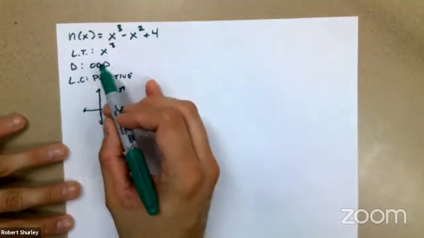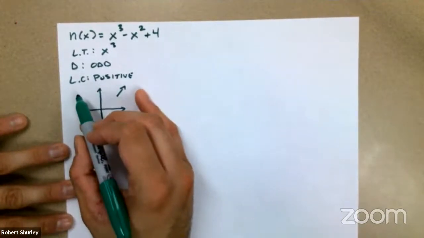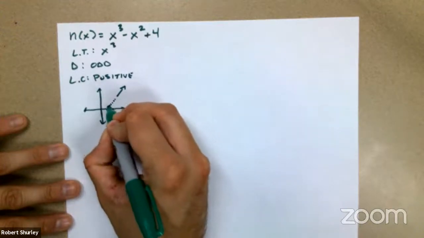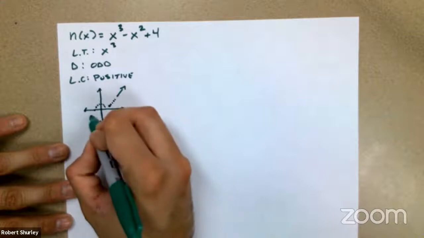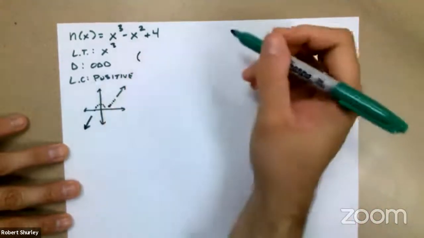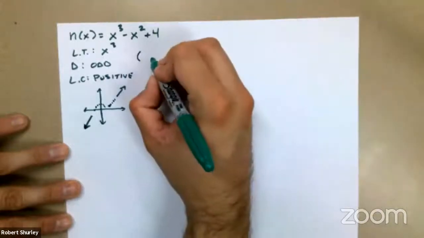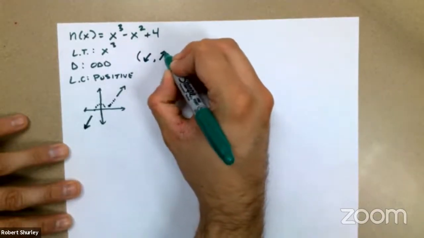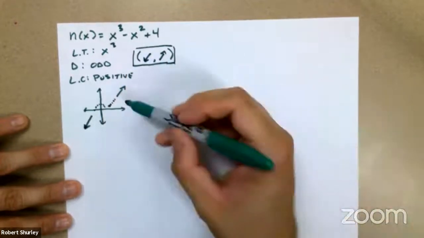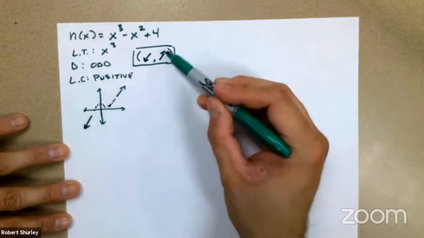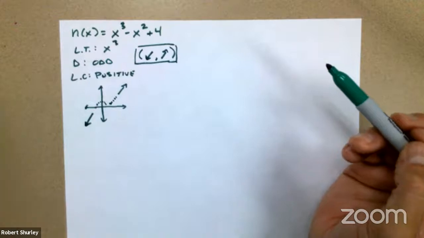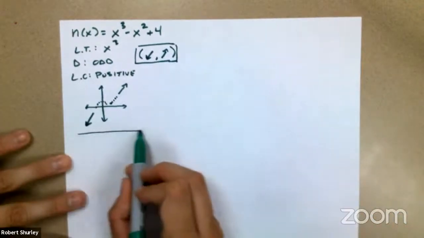The difference, though, is it's odd. So instead of being symmetric around and going up, it's going to go down. I'm not defining what we're doing in between, but I know it's going to be opposite on the other side. So the end behavior is: falls to the left, rises to the right. If it's positive, it goes up and to the right. It's odd, so it's going to go down and to the left.